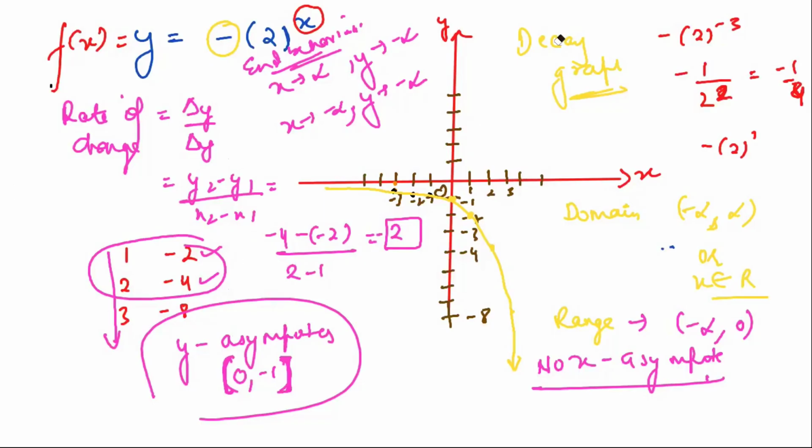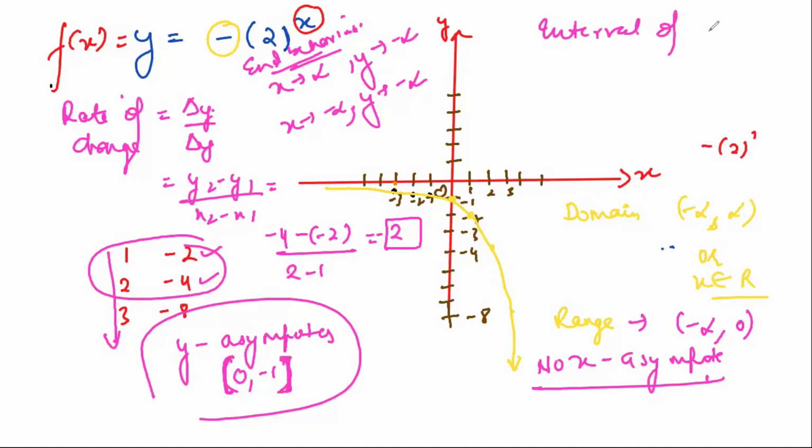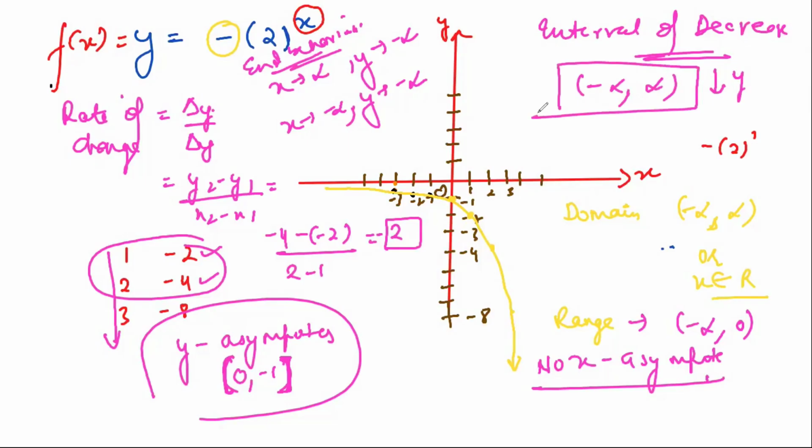And then the last one is the interval of increase and interval of decrease. There is no interval of increase. There is only an interval of decrease, because the graph does not increase. The value of y is getting decreased. So we have to tell the value of x: from negative infinity to infinity, my output is getting decreased only. So that's my interval, negative infinity to infinity.